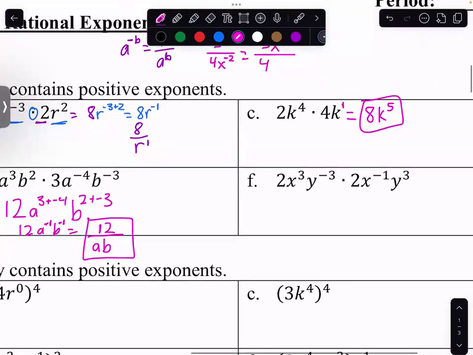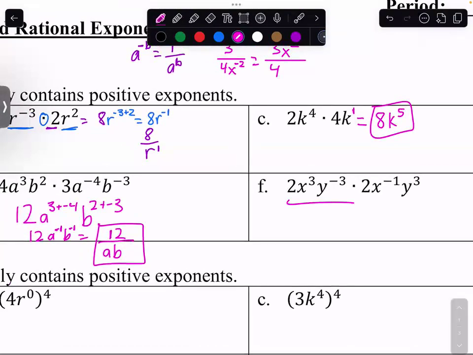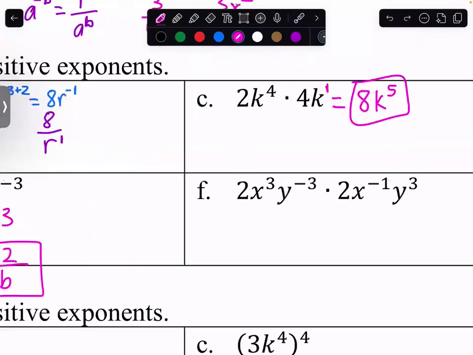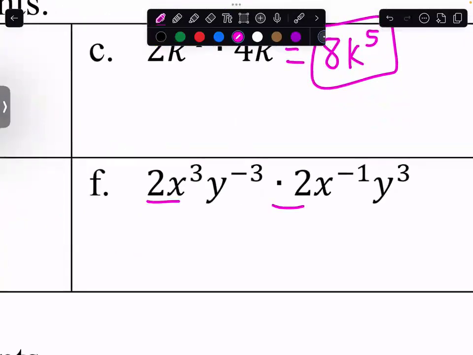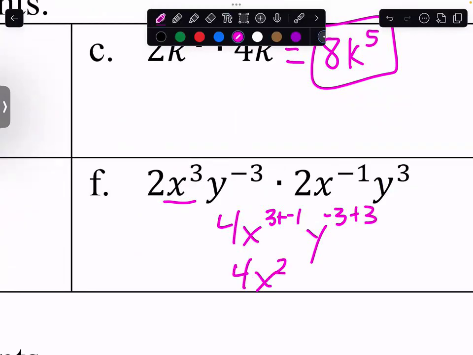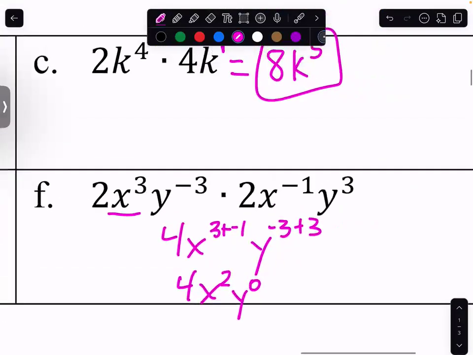There actually was one other little wrinkle to this problem that I didn't mention, but let's just start by doing 2 times 2 is 4. Then you have x to the power of 3 plus -1. And then y to the power of -3 plus +3. So y to the power of 0. This is one of those kind of tricky things to remember.